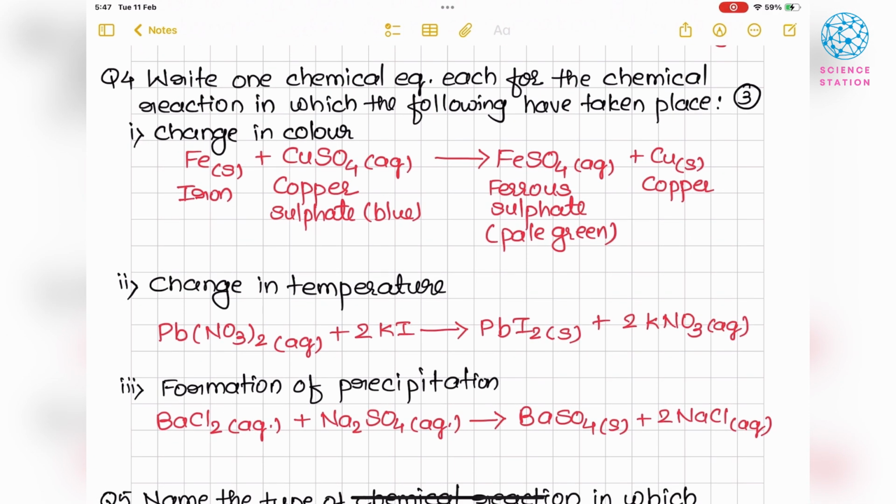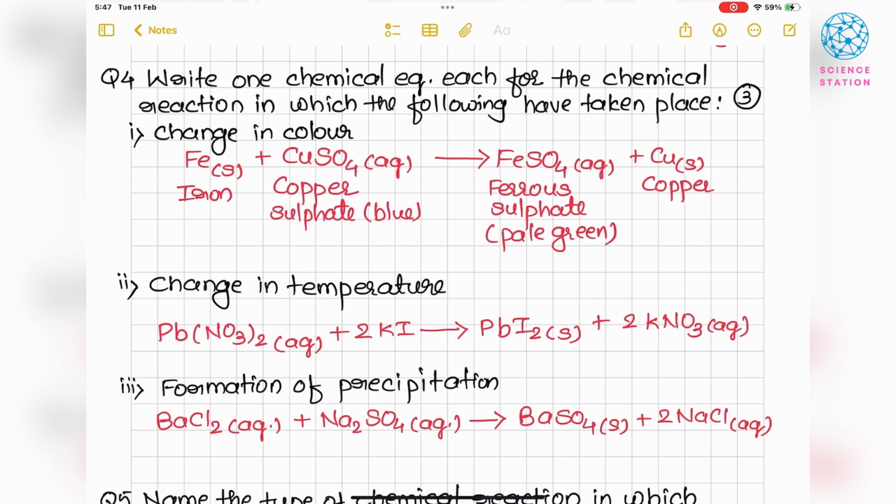Then change in temperature. Pb(NO3)2 plus 2KI gives PbI2 plus 2KNO3. Then formation of precipitate. BaCl2 plus Na2SO4 gives BaSO4 plus 2NaCl.